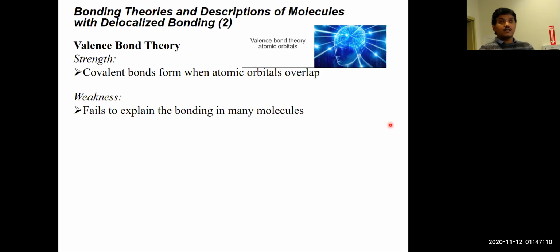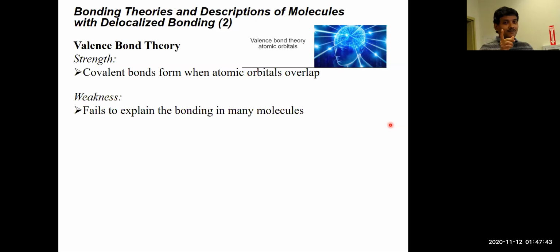It doesn't quite explain what type of bonding they were forming and how they were actually forming. For example, all the bonds in CH4 are equal length, but valence bond theory has no explanation why all of these bonds are equal length. According to valence bond theory, three bonds should be equal length and one bond should be a different length because it uses a 2s orbital and three 2p orbitals. That's where the shortcomings of valence bond theory lie.